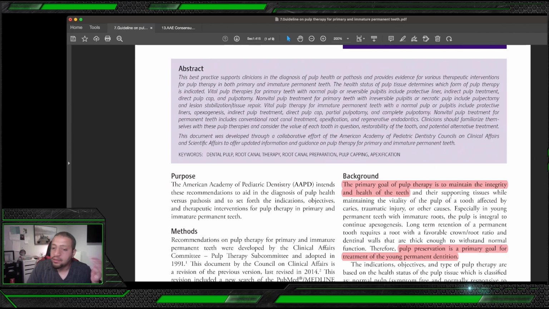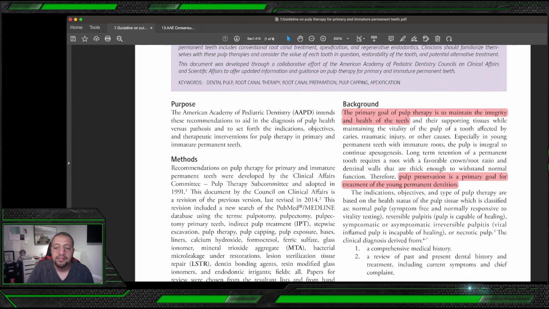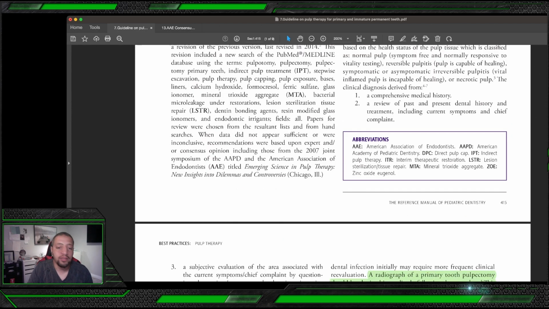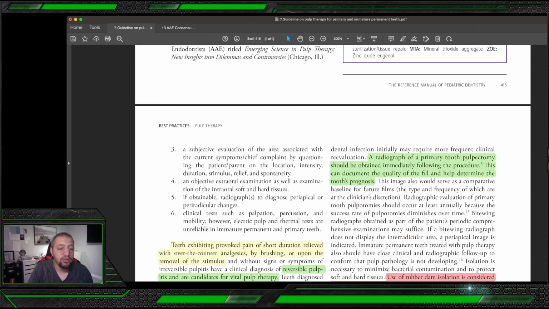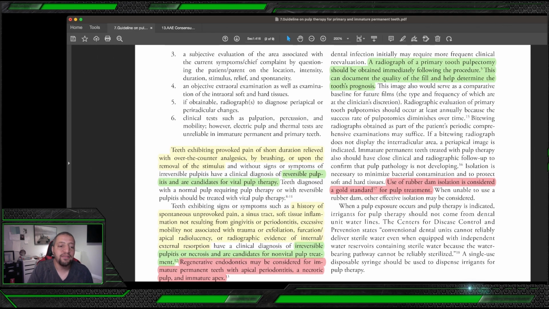But the first thing to be said, the primary goal of pulp therapy is to maintain the integrity and health of the teeth. The primary goal is not just to do root canal treatment. No, pulp preservation is the primary goal for treatment of a young permanent dentition. So let's go again here. It speaks about the stuff we mentioned before. For every patient, a comprehensive medical history should be done, and previous and present dental history should be done. This has been said more than once, so I think you know it by now.